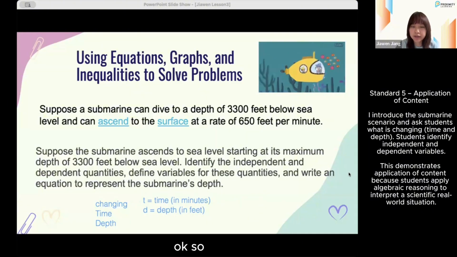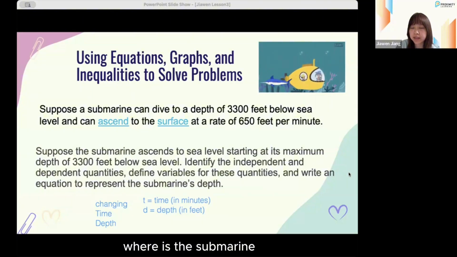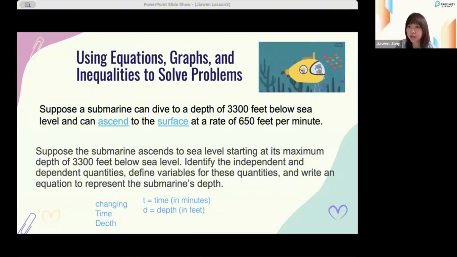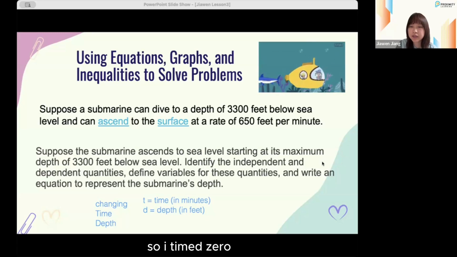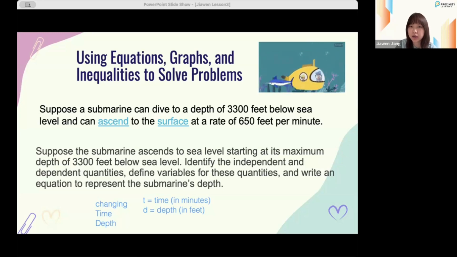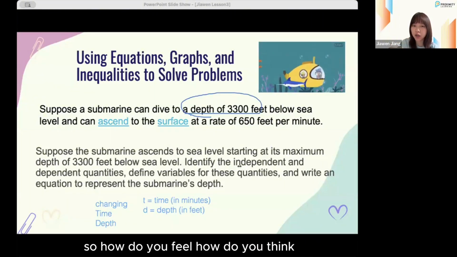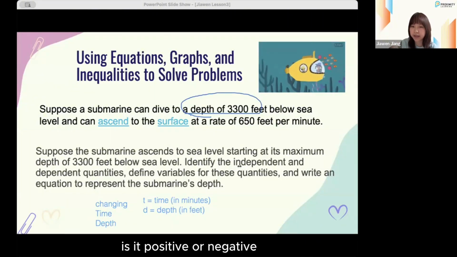Okay, I'm going to ask you a question. Can anyone tell me at time 0, where is the submarine? Can you understand my question? At time 0, at the beginning, where is the submarine? It's below the sea level, right? So how do you think, is it positive or negative?